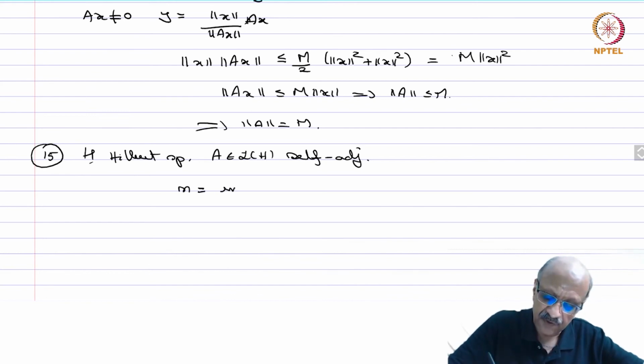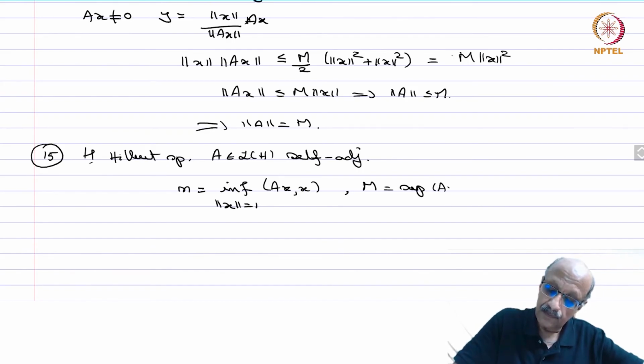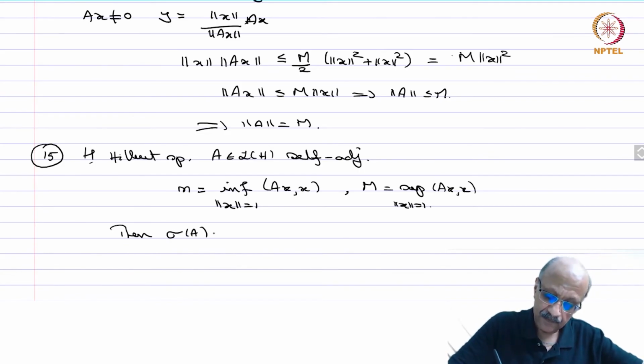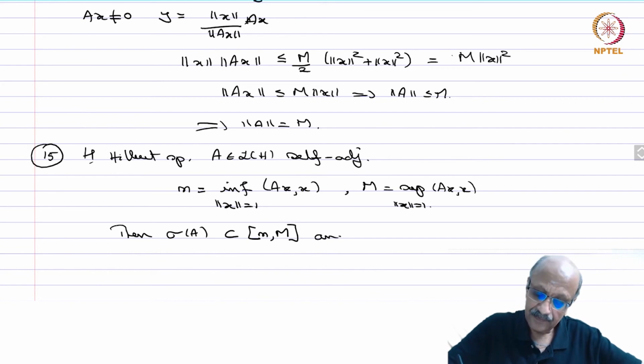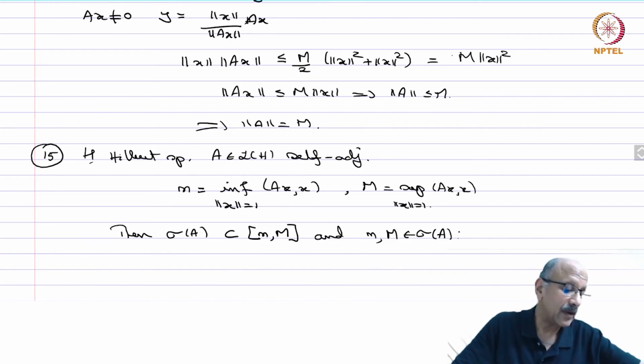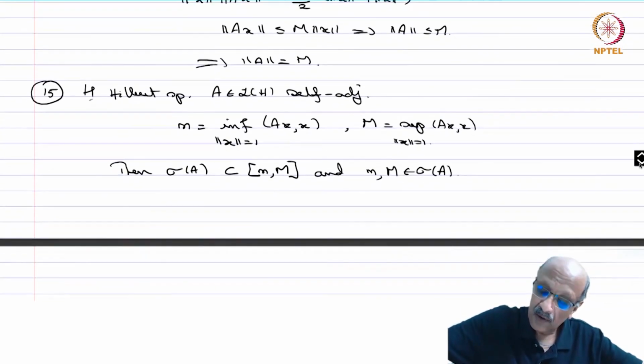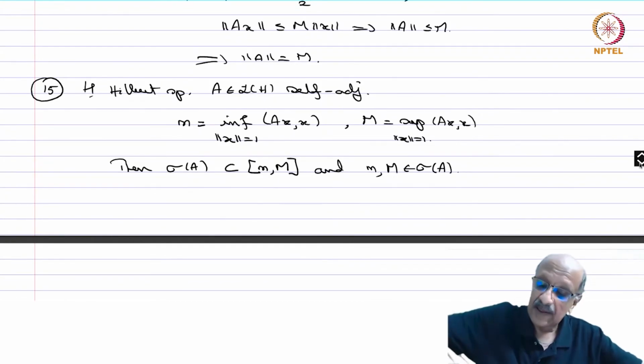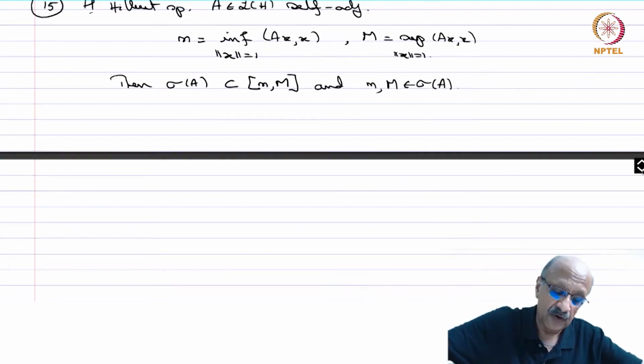Let small m equal the infimum over norm x equal to 1 of (Ax, x). So now there is no modulus. And capital M equals the supremum of (Ax, x), norm x equal to 1. Then sigma of A is contained in the closed interval [m, M], and m, M belong to sigma of A. So we have a more precise characterization of the spectrum of a self-adjoint operator.